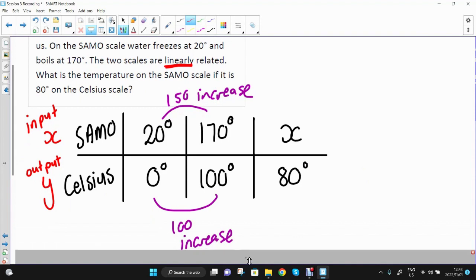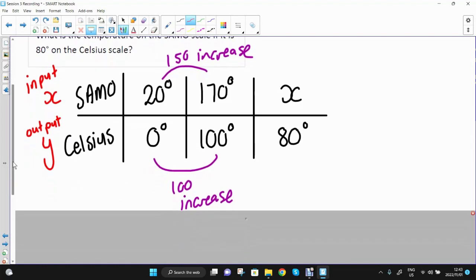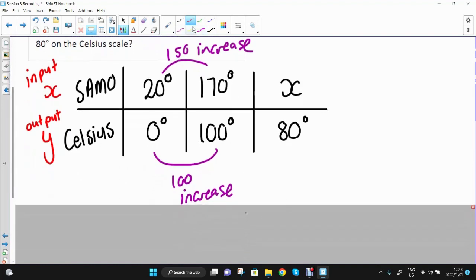So if I, on the Celsius scale, increase by 100 degrees, that will be exactly the same on the SAMO scale, increasing by 150. So the 100 to the 150 increase is your relatable scale that you can use now. So if I am increasing by 80, you want to increase from 20 to X, you want to increase in the same ratio as what you've just done in the purple, from 100 to 150.